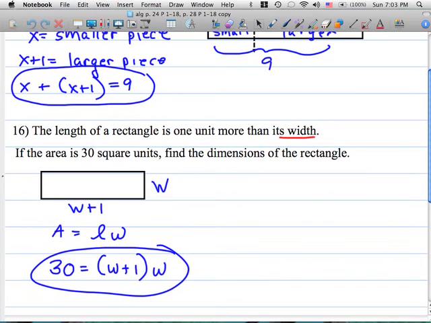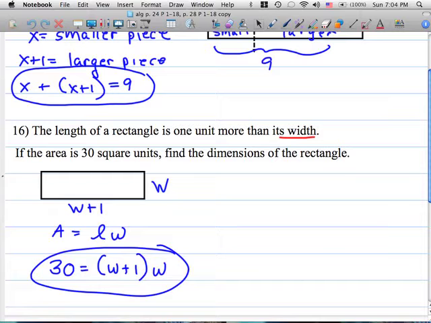Number 16, the length of a rectangle is 1 unit more than its width. If the area is 30 square units, find the dimensions of the rectangle. We're building on the width. It's the last thing mentioned, so W equals the width. You need to draw the picture and label this because this is representing your unknowns. The length is 1 unit more, so W plus 1 represents the length.